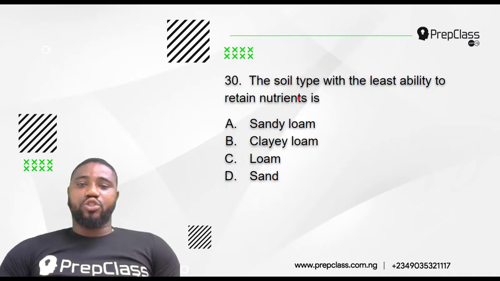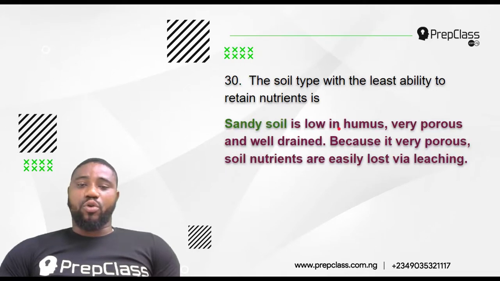30. The soil type with the least ability to retain nutrients is? Is it sandy loam? Is it clay loam? Is it loam, or is it sandy soil? Now this one is a very simple answer, and that is sandy soil. But why is it so? Now, sandy soil is low in humus and very porous and well drained.